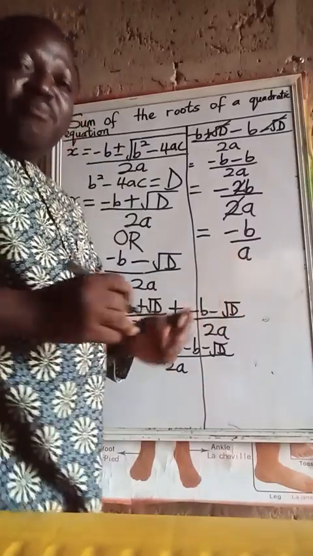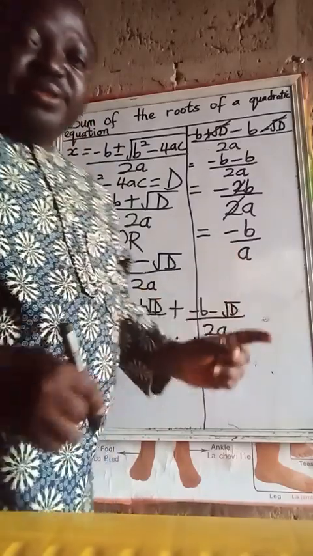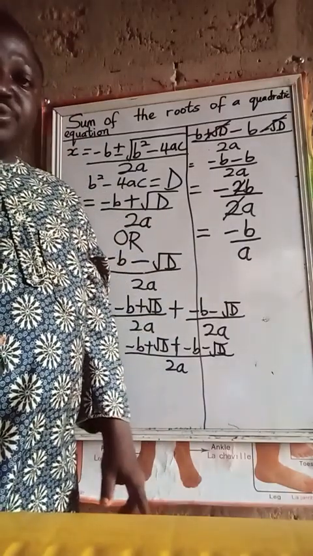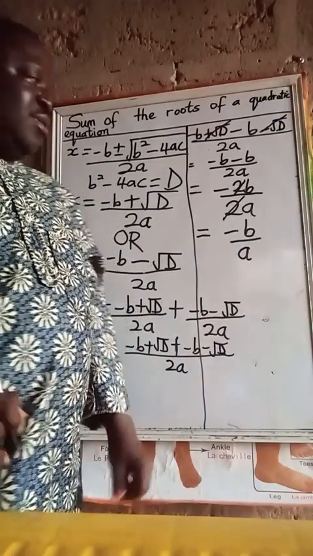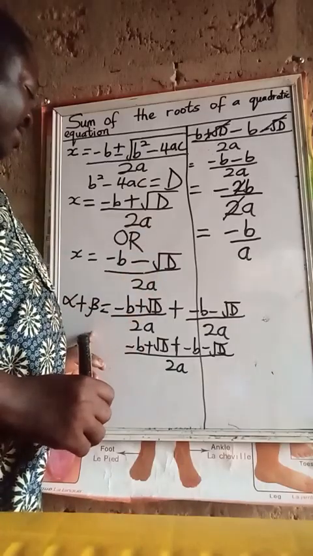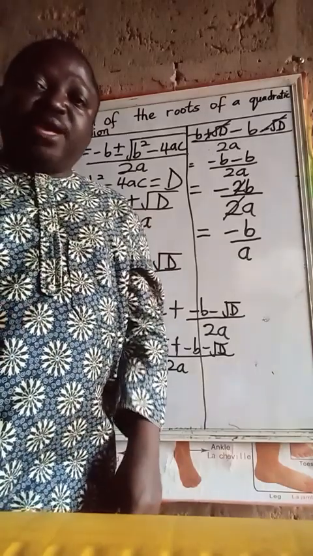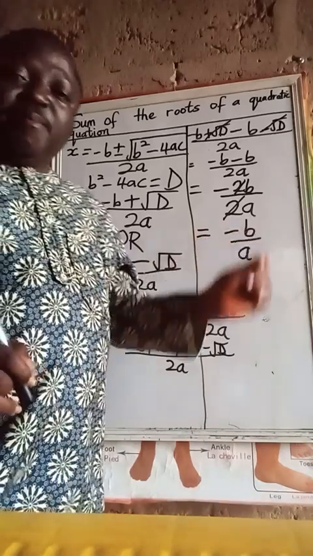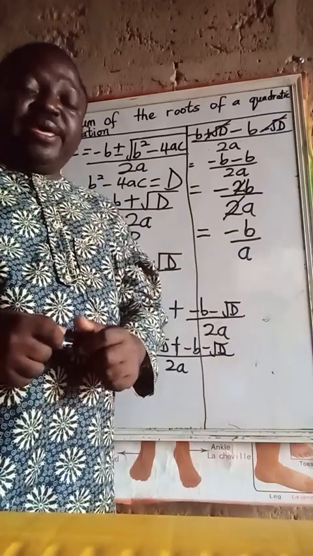And this is the formula we can use to find the sum of the roots of a quadratic equation without solving it first. So the sum of the roots of a quadratic equation, assuming the roots are alpha and beta, is alpha plus beta is equal to minus b over a.